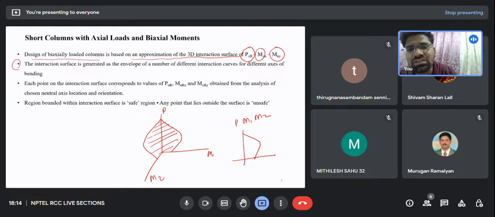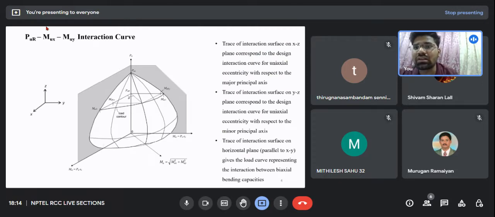Each point on the interaction surface corresponds to a value of PM1M2 obtained from the analysis of a chosen neutral axis location and orientation. In the previous slide, I showed you some neutral axis positions and axes of bending. Based upon those neutral axes, we get different points on the interaction curve. The fourth point you can understand very easily. The region bounded within the interaction surface is the safe region. Any point that lies outside the surface is unsafe. This is similar to what we covered in uniaxial and axially loaded columns. Any point inside the curve is safe, and any point outside the curve is not safe. The column will fail. So this is the 3D interaction curve.